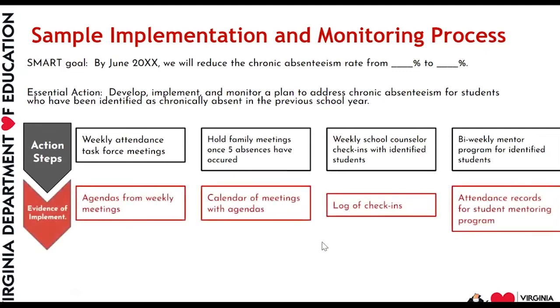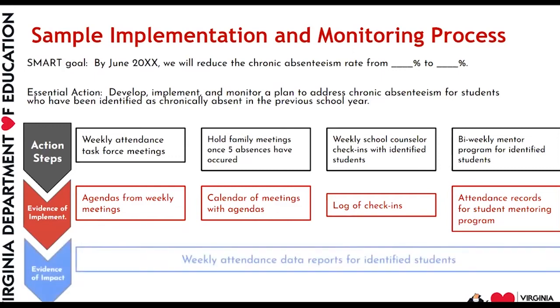And then I want to monitor for implementation. So for my weekly meetings, I've got agendas, attendance records, right? For my family check-ins, once the students reach 5 absences, I've got the calendar with a log. Those meetings occurred on these dates. The weekly counselor check-ins, we've got a log, we've got attendance. You can see the types of things there for evidence of implementation. Did it happen? Yes, because I've got attendance, I've got agendas, I've got a log, I've got the calendar. Like I know it happened. So it was implemented. That's my evidence that it implemented those things.